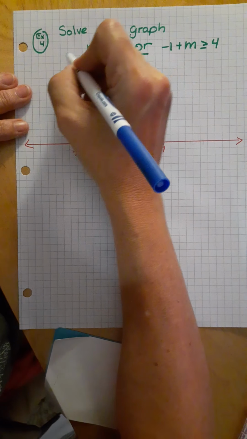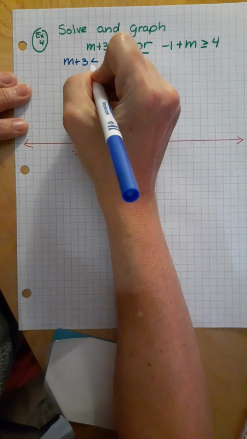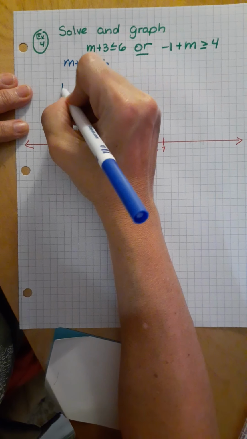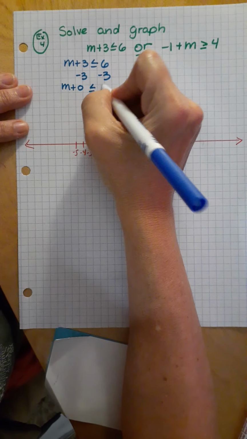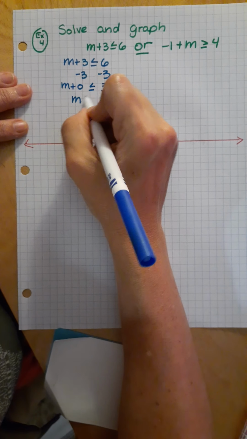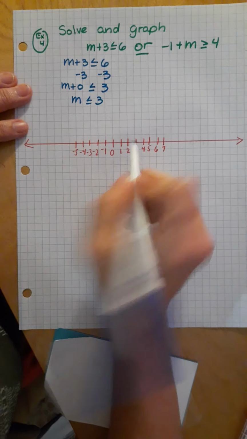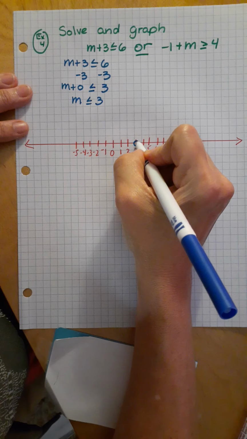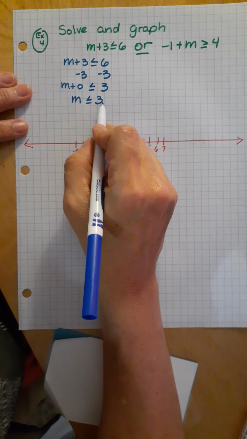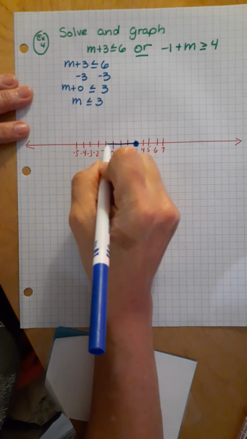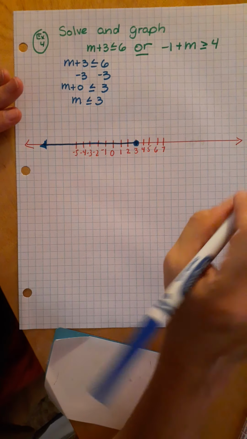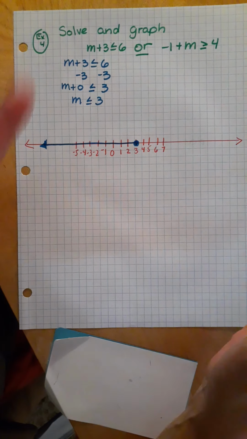I'll do this one in blue. M plus 3 less than or equal to 6. I subtract 3 from both sides. M plus 0 less than or equal to 3. M less than or equal to 3. I'm going to put this on the graph. 3. Closed circle because of that line. And it's less than or equal to all the numbers smaller than or equal to 3. This direction.